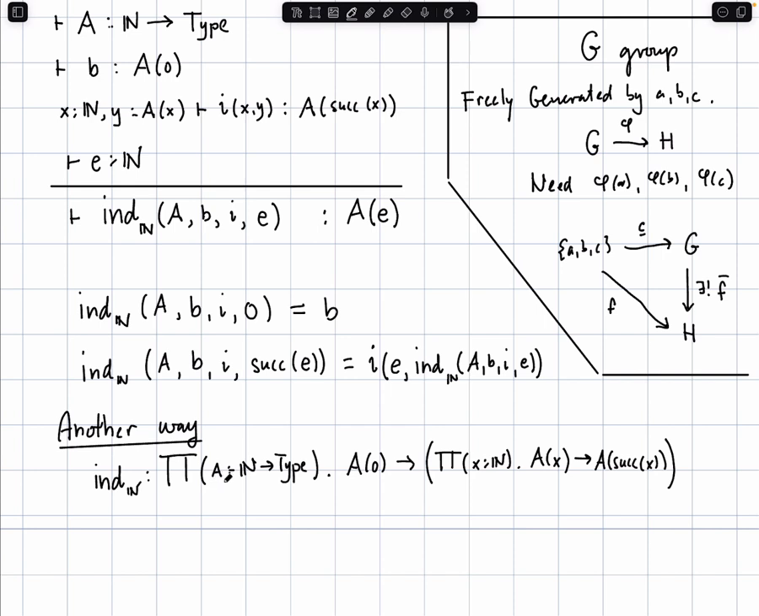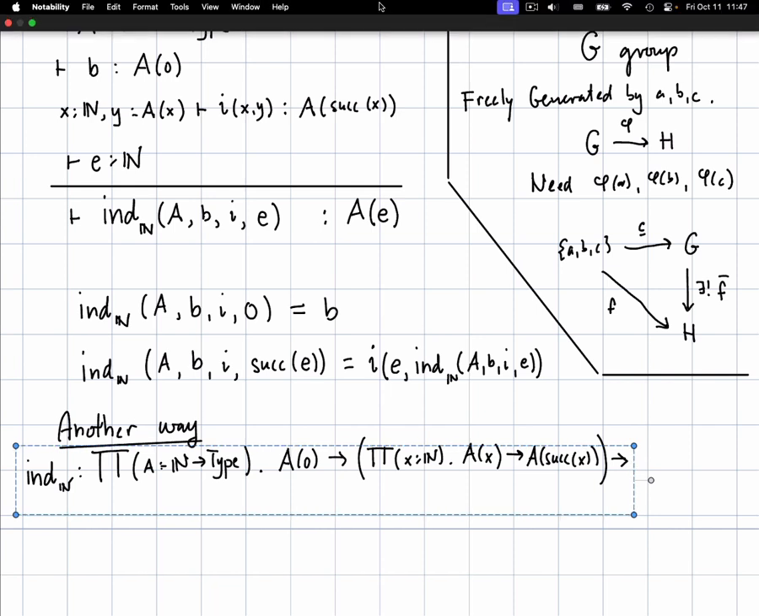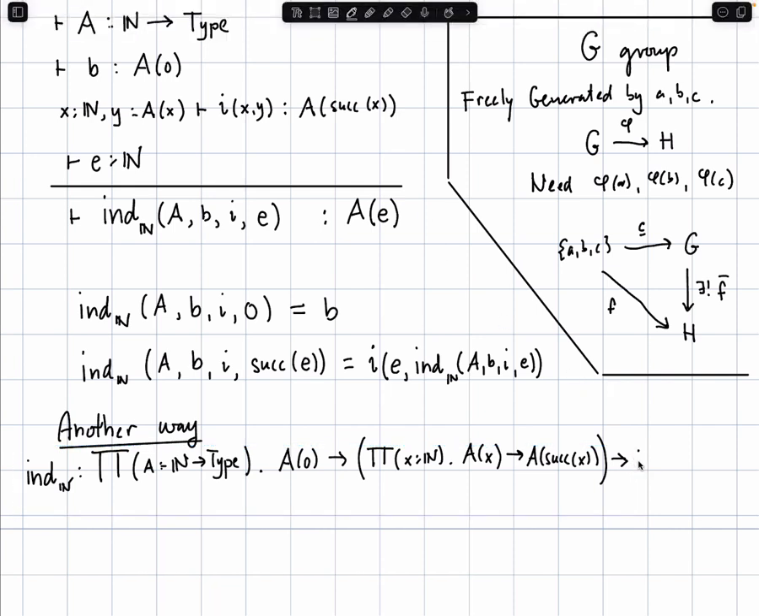Okay, so I start with a family, I have my base case, I have a way of making an induction step. Then, I don't want to break the line, so I'll do this. Then for every natural number, let's call it y, y a natural number, I get something in A of y.